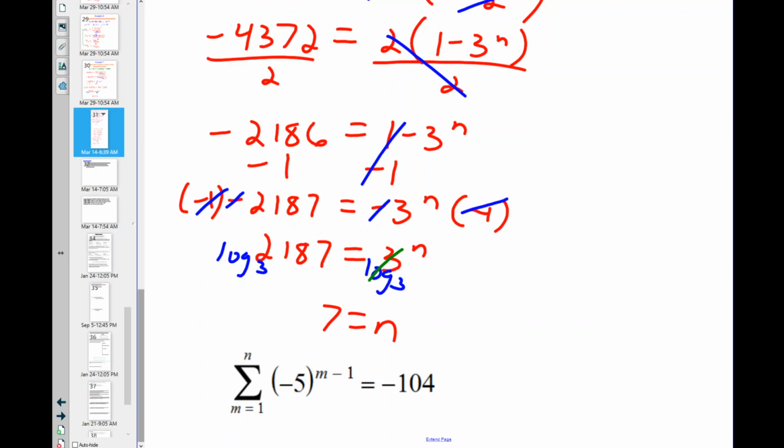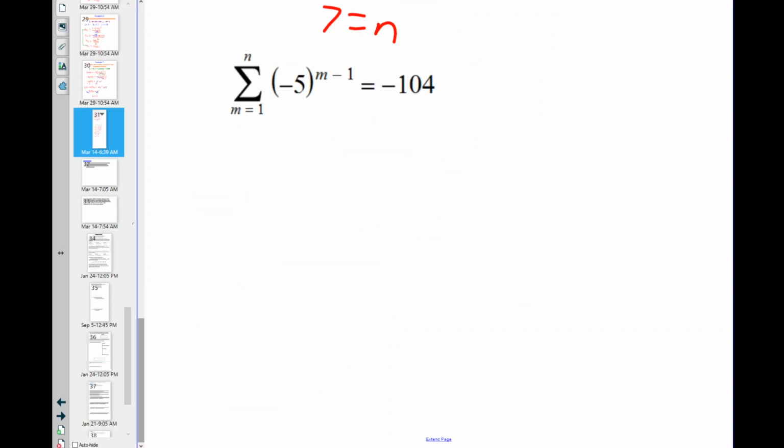Okay, back to our good old friend summation notation. See, the directions from the top still apply. They want us to find n. And I know this is kind of weird looking, but they have to give us the sum. What is the sum? Like, we're not finding the sum. What is the sum? Yeah, negative 104.